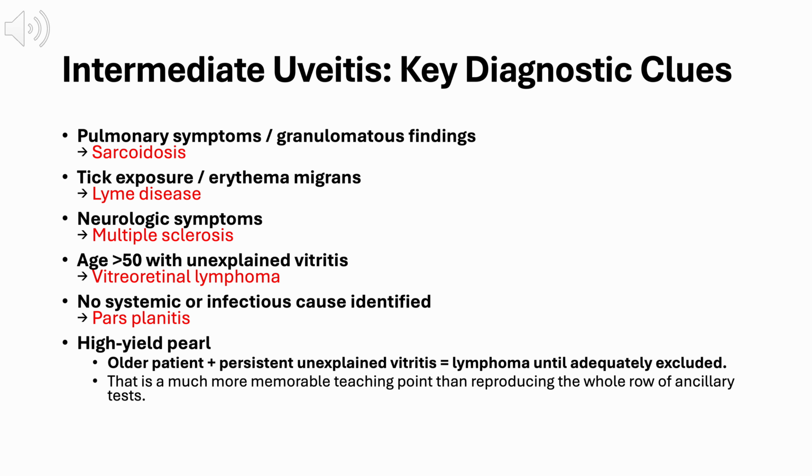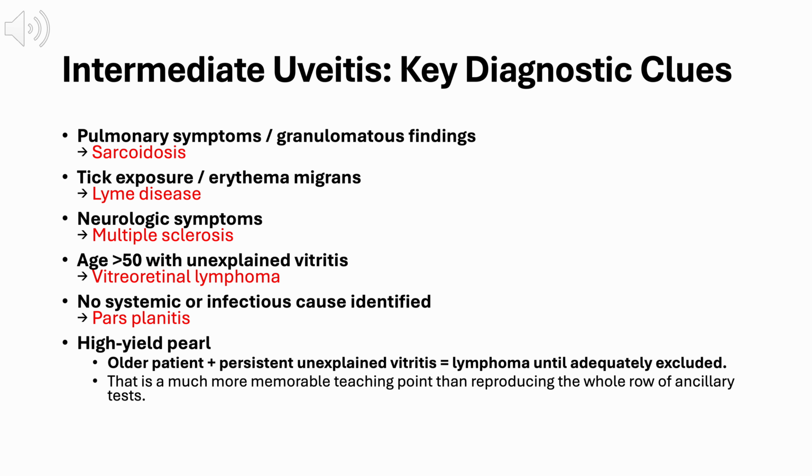For intermediate uveitis, a handful of clues do most of the work. Pulmonary or granulomatous findings point to sarcoidosis. Tick exposure or erythema migrans suggests Lyme disease. Neurologic symptoms raise multiple sclerosis. Age over 50 with unexplained vitritis should raise vitreoretinal lymphoma. And when no systemic or infectious cause turns up, you're left with pars planitis, the idiopathic form.